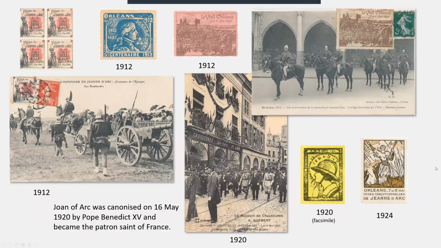Further on, we've got other examples here of vignettes used in 1912. There was a plethora of them. And I only collect vignettes that were actually produced in Orléans. There were obviously lots of vignettes produced for the 500th anniversary of her birth in other towns, in Paris and Compiègne and Rouen. But I only collect the ones that were produced in Orléans. And again, I've got some examples here which are tied on cover.